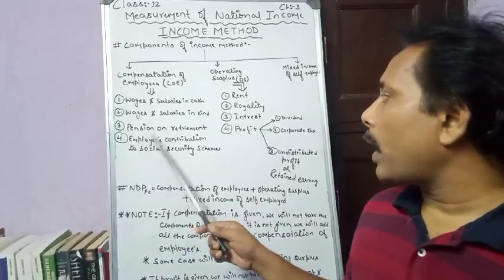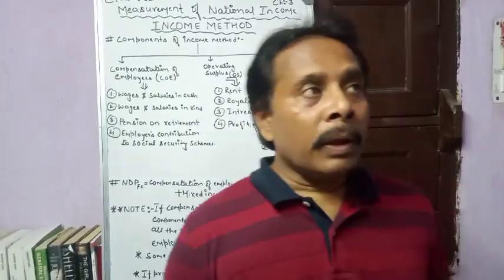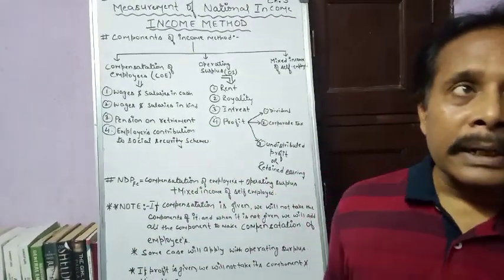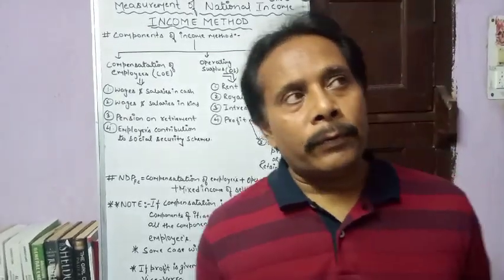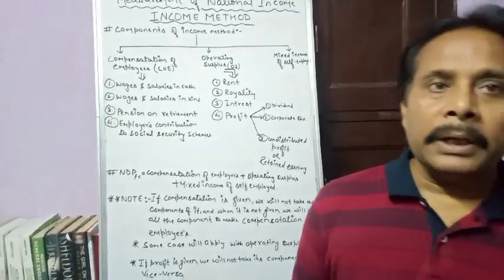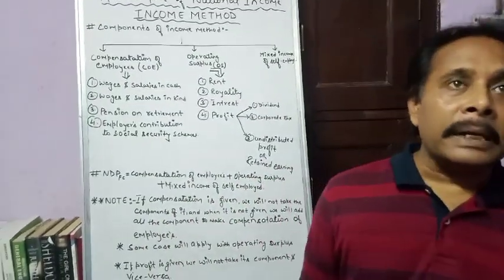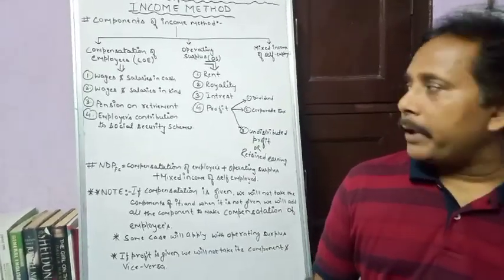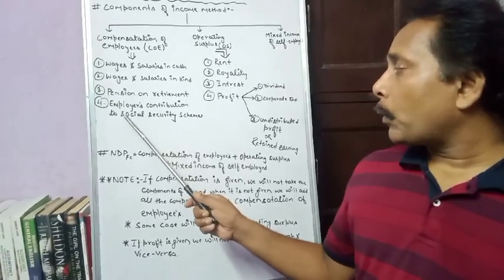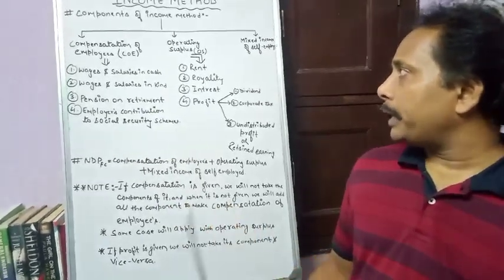Next is the employer's contribution to social security scheme. So in future, all the employees can get the benefit of these things. It includes the gratuity, and it also includes the provident fund. So after retirement, they can live a better life. For that, the employers provide them these facilities, and that is known as social security.